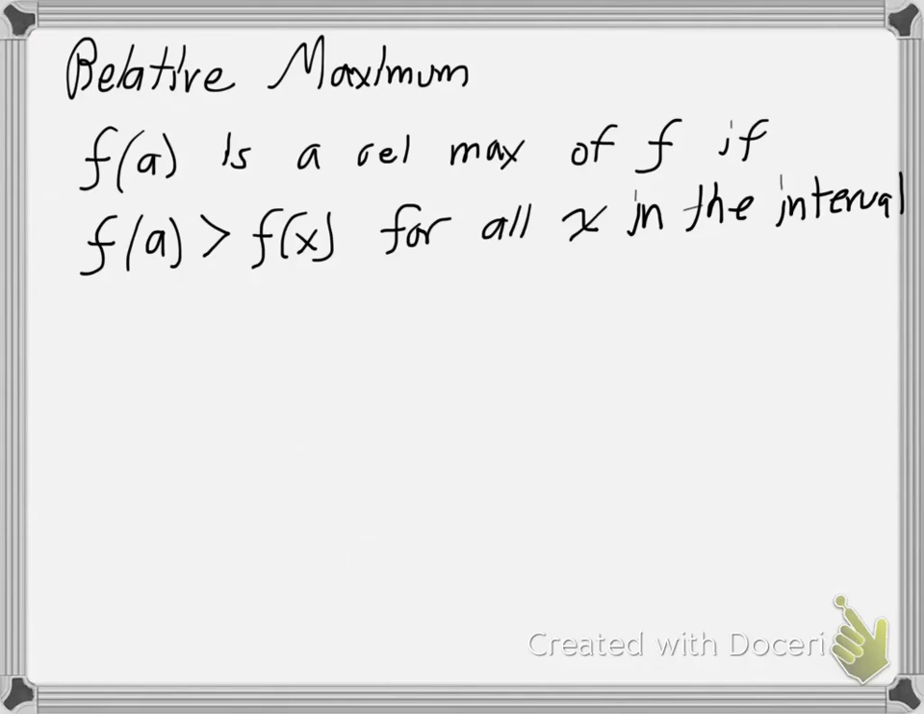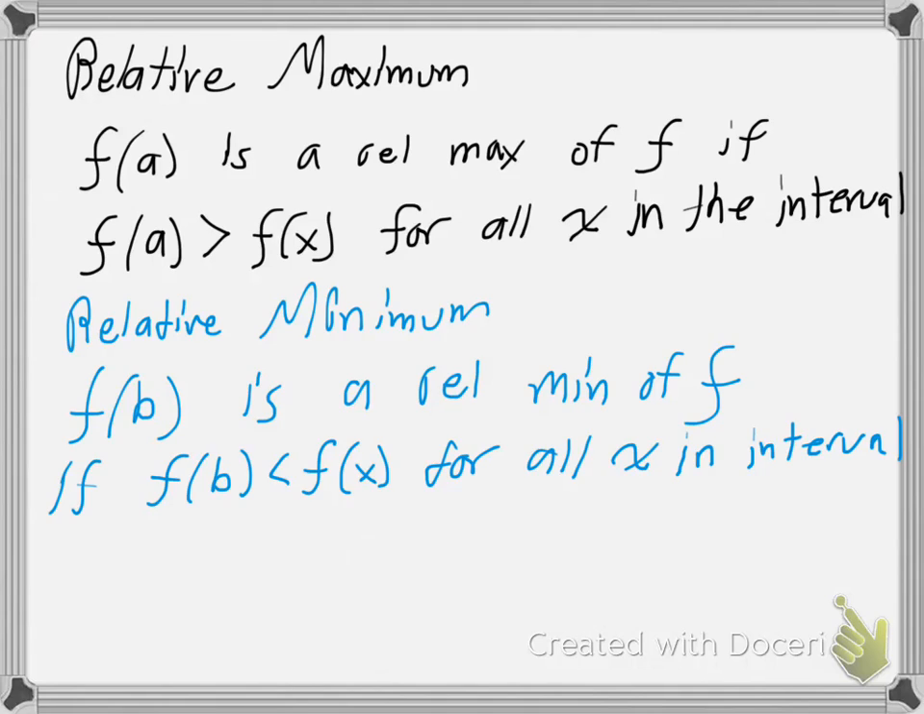A relative maximum. F of a is a relative max of f if f of a is greater than f of x for all x in the interval. So you're going to want to write down that definition. And it looks like a lot of math mumbo-jumbo, but really all it's saying is that everything is lower than the relative maximum in a certain interval. So the in a certain interval is important because that says that it's a relative maximum as opposed to a universal maximum. So it's not going to be the highest point in the whole graph, it's just going to be the highest point in that region. You'll see what that looks like when we get to a graph.